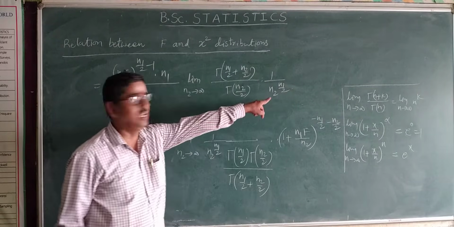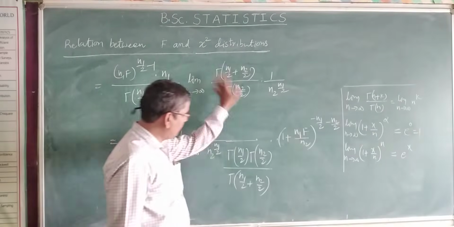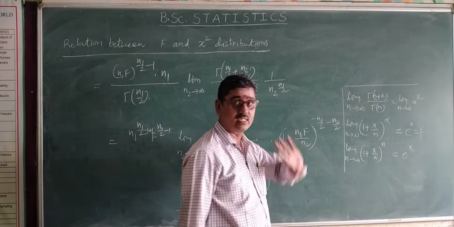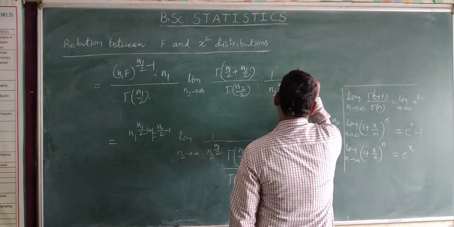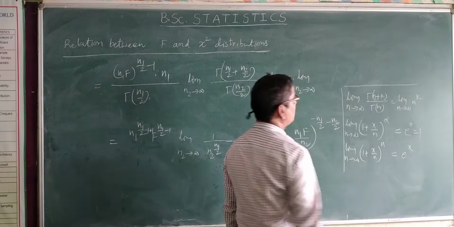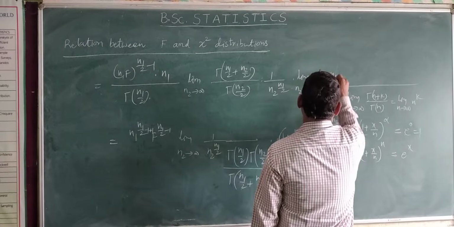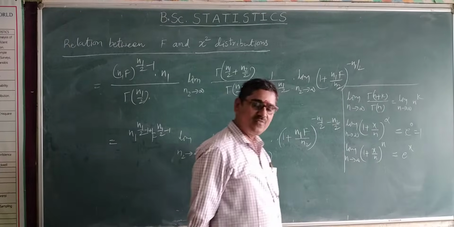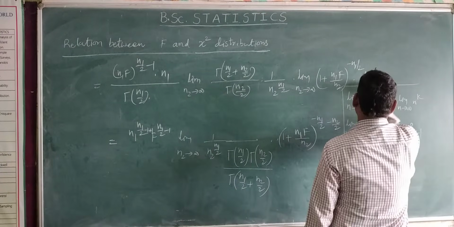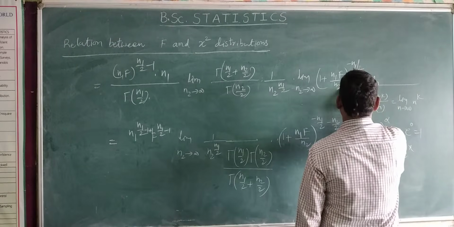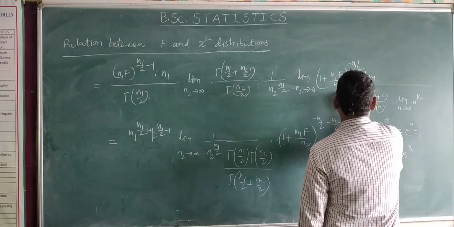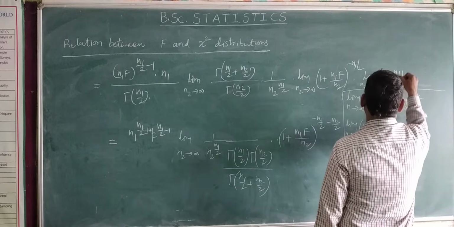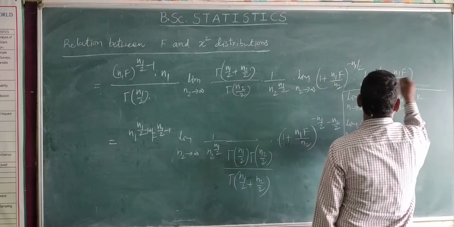Remember, this term is still there. Leave this particular term, and now consider these two separate terms, power minus n1 by 2 and power minus n2 by 2, and apply limits separately. The limit as n2 tends to infinity of (1 plus n1 f divided by n2) whole power minus n1 by 2, that is the first value. And again multiplied by the limit as n2 tends to infinity of (1 plus n1 f divided by n2) whole power n2.